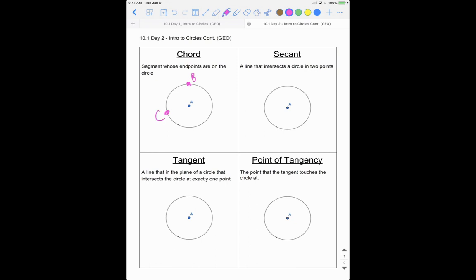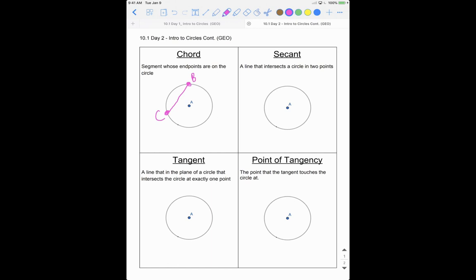So notice there's a stopping point, right? They stop there, but it crosses through the circle. So a chord is a segment. Notice it has stopping points at both ends, a segment whose endpoints are on the circle, right? So we could draw a lot of different chords in different directions, right? It could go through the center. It doesn't have to, though. So that's the difference between a chord and a diameter.